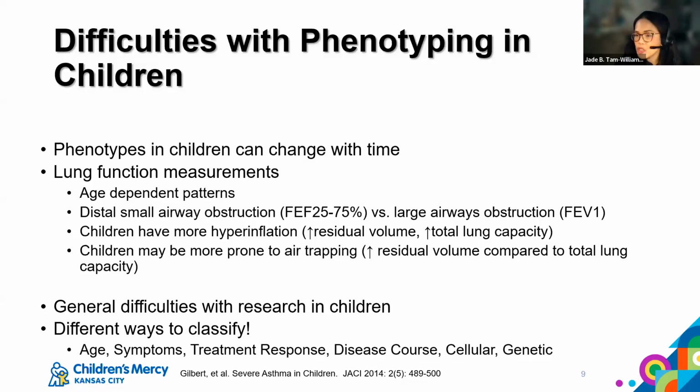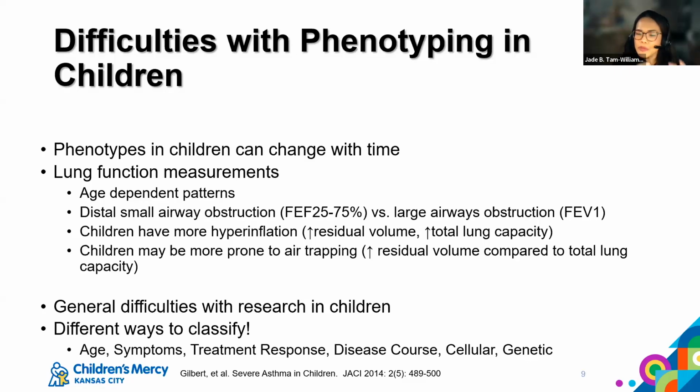By disease course, and this is the most common way to separate out groups, which is persistency. Are they mild persistent asthmatic, moderate persistent asthmatic, severe persistent asthmatic? Are they intermittent asthmatics? And then finally, cellular and genetic.